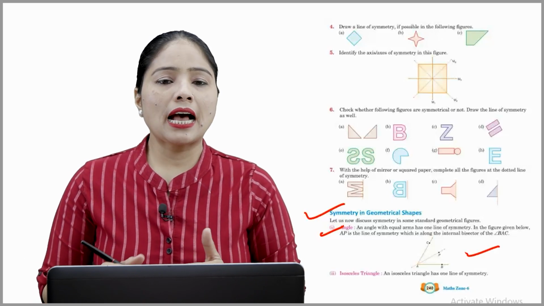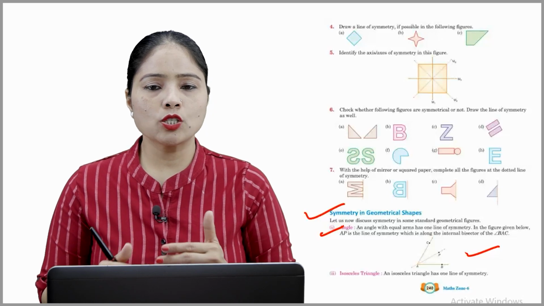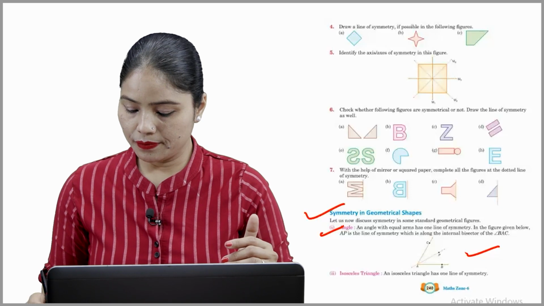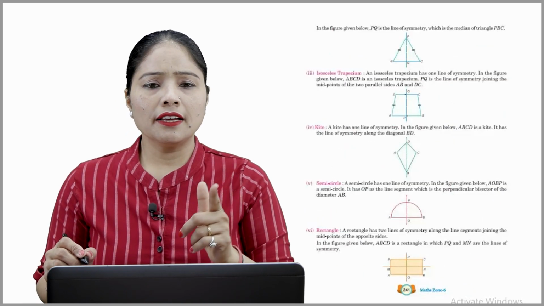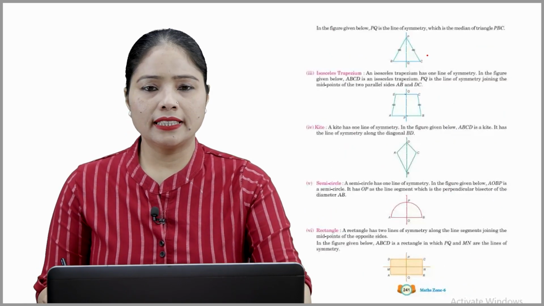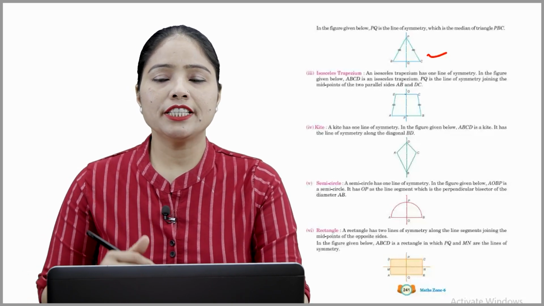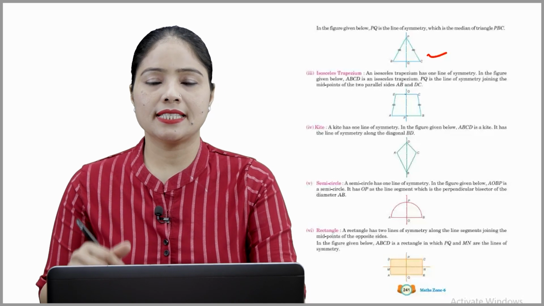After that comes our isosceles triangle. An isosceles triangle has one line of symmetry. In the figure given below, like this, PQ is the line of symmetry which is the median of triangle PBC.